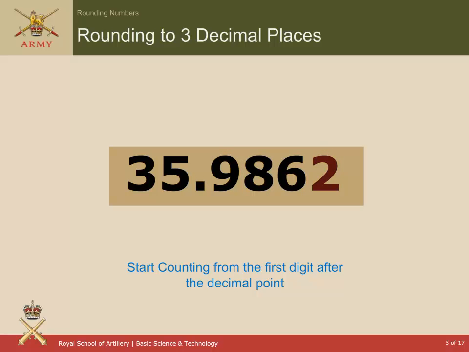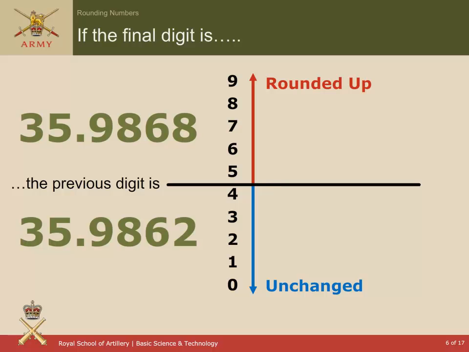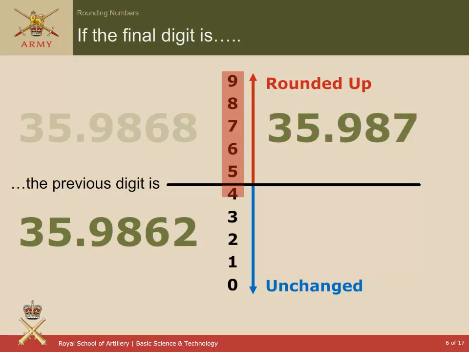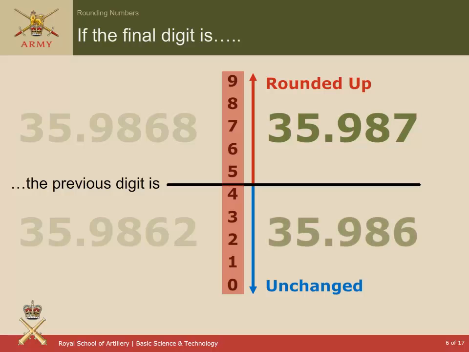If the value of the fourth decimal place is less than 5, in other words 0, 1, 2, 3 or 4, we leave the third decimal place unchanged. If the fourth decimal place is 5 or greater, 5, 6, 7, 8, 9, we round up the third decimal place. So just to go over that, if the final digit is 5, 6, 7, 8 or 9, we round up the preceding decimal. If the digit is 4, 3, 2, 1 or 0, we leave the preceding decimal unchanged.